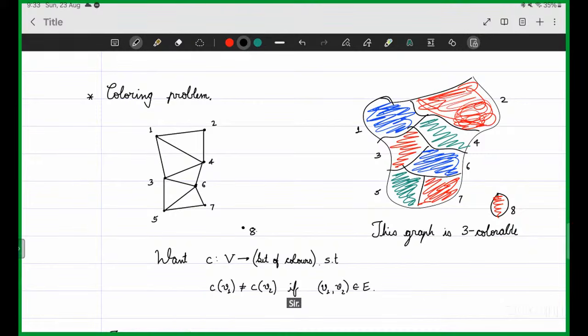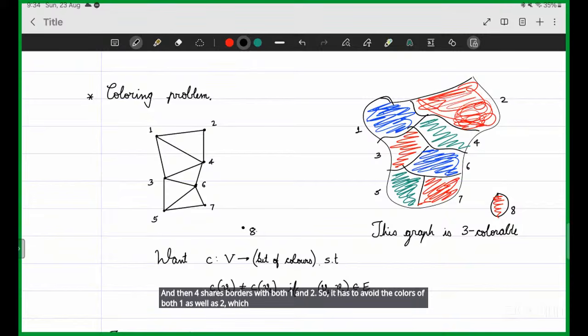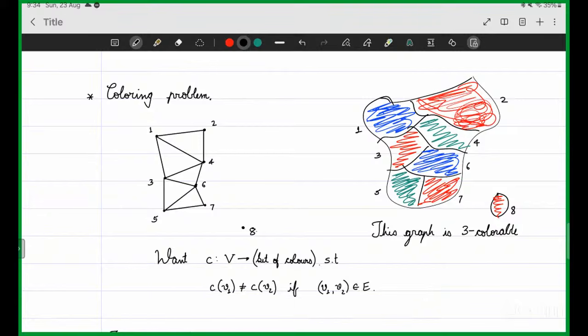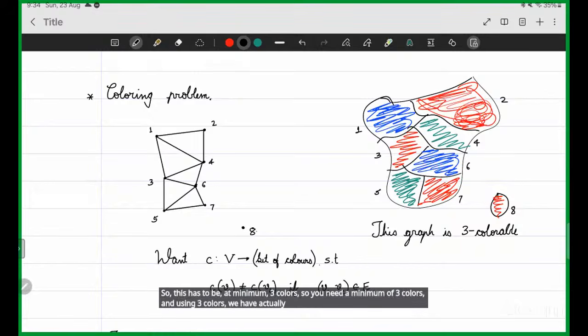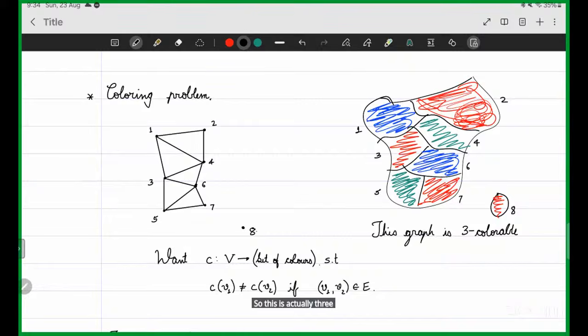Sir, because three states share the same border, in the beginning: 1, 2, and 4. Yes. The thing is, 1 and 2 need to be given 2 different colors, otherwise it merges and looks like just one. And then 4 shares borders with both 1 and 2, so it has to avoid the colors of both 1 and 2, which themselves share a border, right? So this has to be at minimum 3 colors. You need a minimum of 3 colors, and using 3 colors, we have actually colored it. So this is an example of a graph which is 3-colorable.